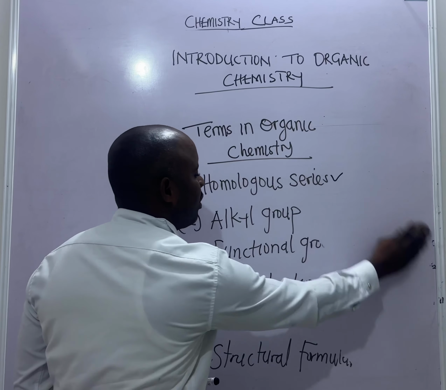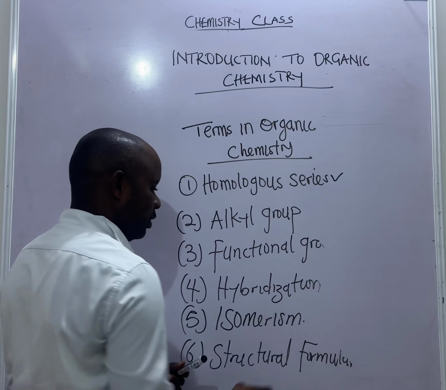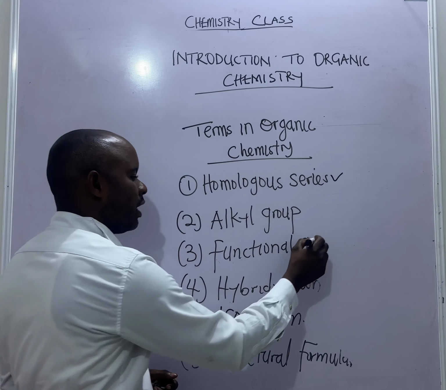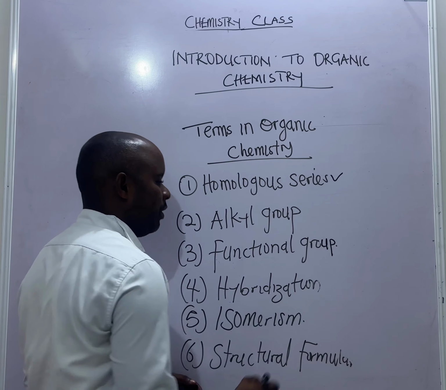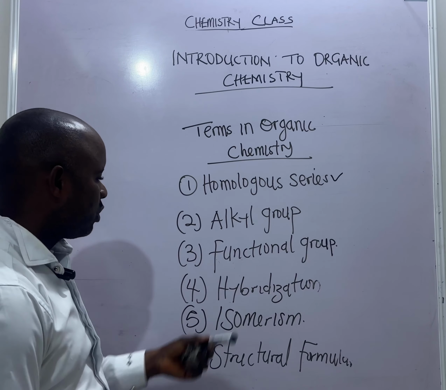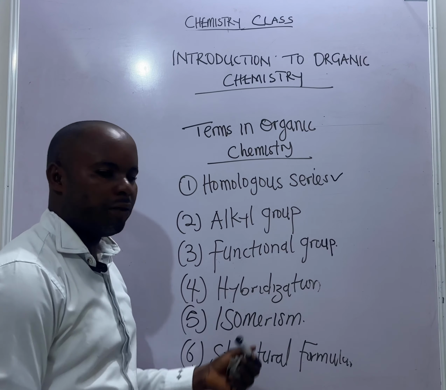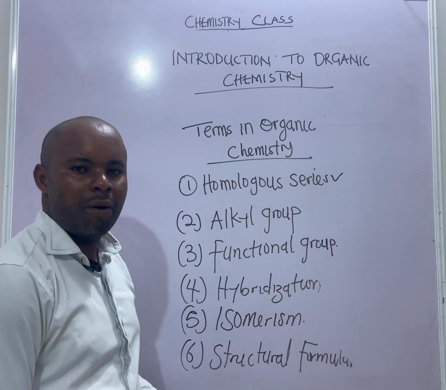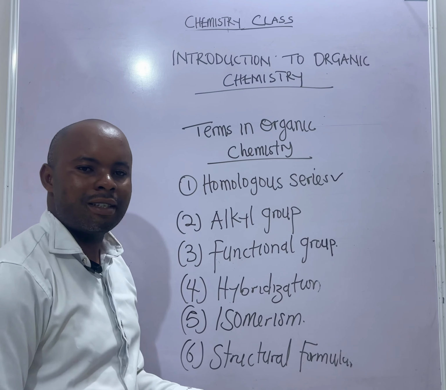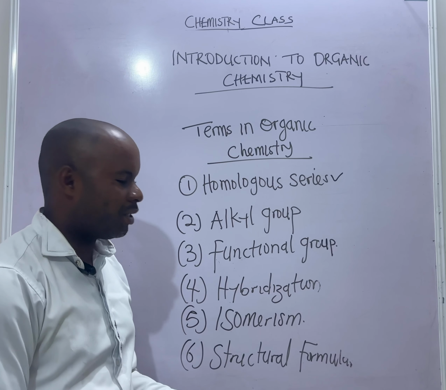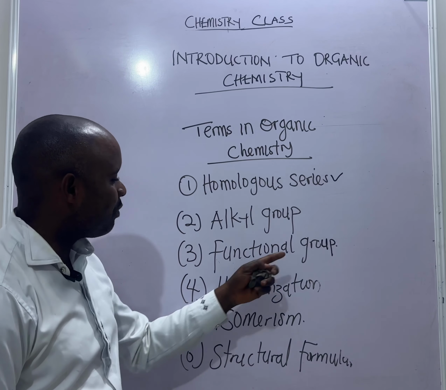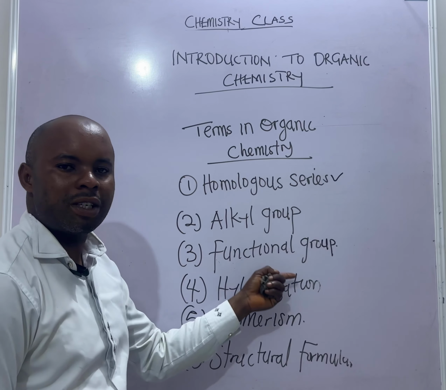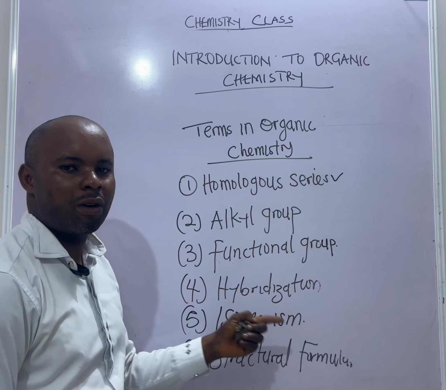This is a foundational topic in organic chemistry. You must know these terms so that this aspect of chemistry will be very easy, an easygoing topic. So we'll talk about the functional group. They are atoms or groups of atoms or radicals that determine the chemical properties of a compound. They are in the form of a bond that is common to a homologous series, and they determine the chemical properties of the compound.